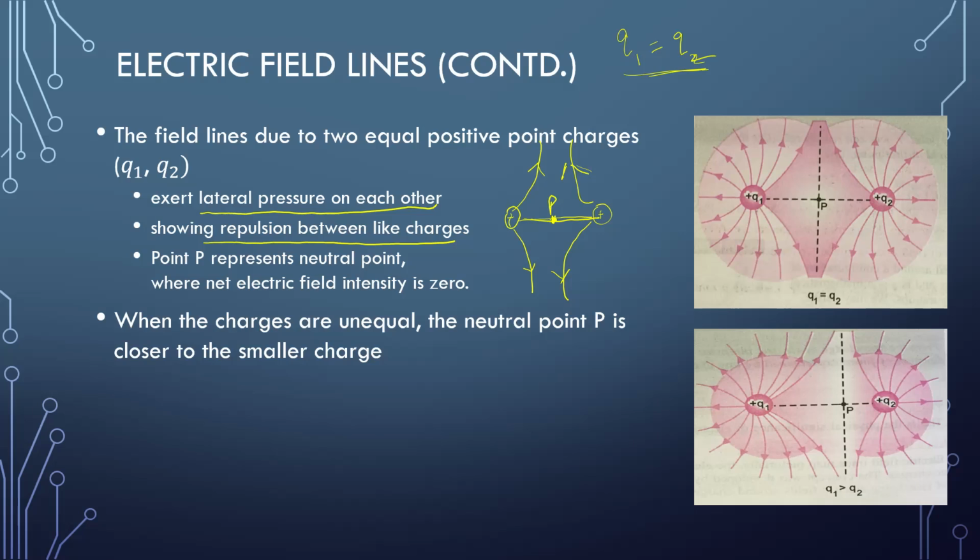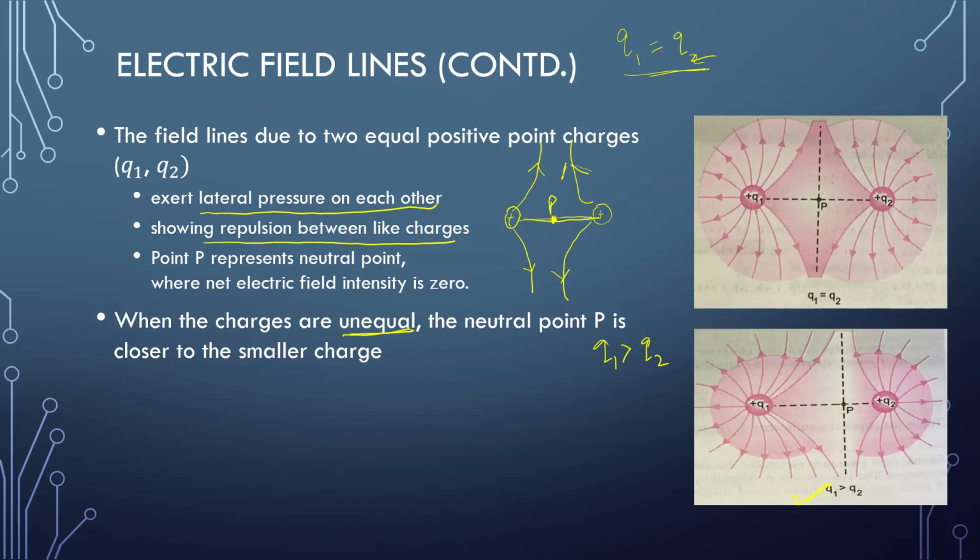Now the second case over here is when the charges are unequal. In the previous case, Q1 is equal to Q2, so on the line joining the centers of the two charges, there is a point P at the midpoint where the field intensity is 0. When the charges are unequal, that is Q1 is not equal to Q2, and let us say that Q1 is greater than Q2, your field lines will again be exerting lateral pressure on each other because of repulsion.